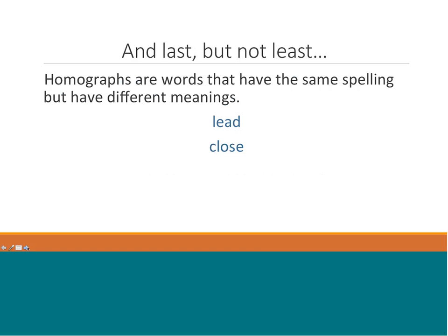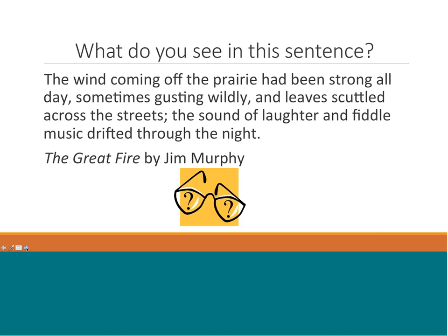And last but not least for our lesson today, homographs are words that have the same spelling but different meaning, like lead and led. So the reader really has to be paying attention to context. And close and close. Close reading, not closed reading. All right. In your text box, go ahead and write what you see in this sentence. An example from The Great Fire by Jim Murphy, another close read exemplar.